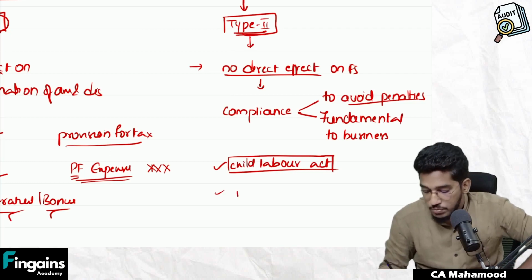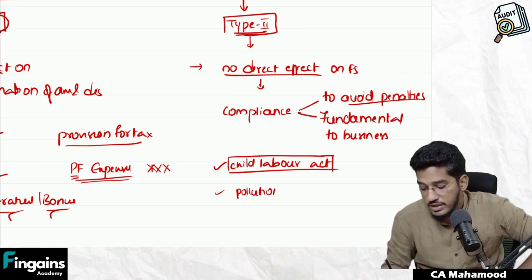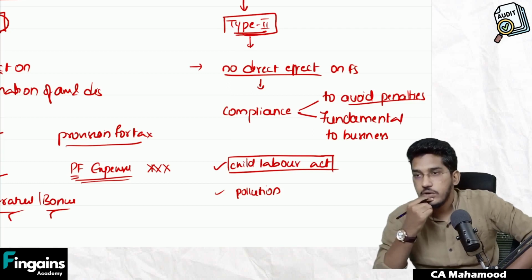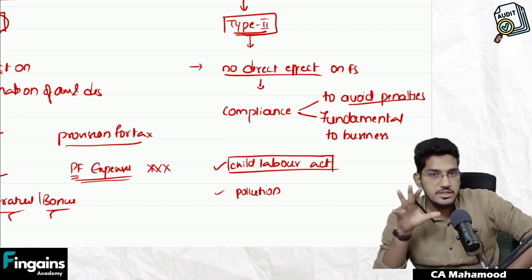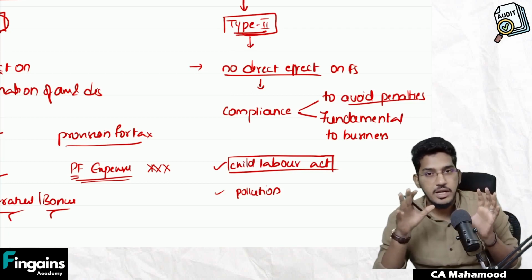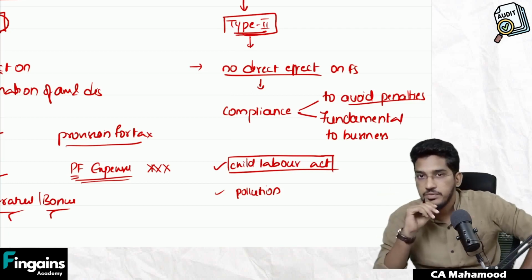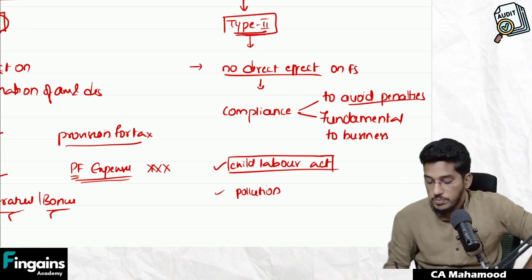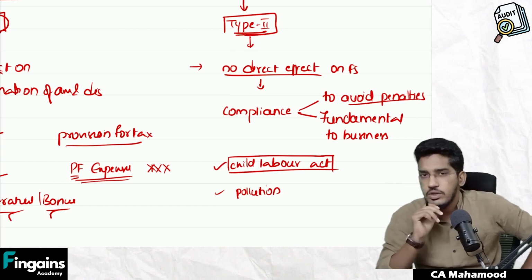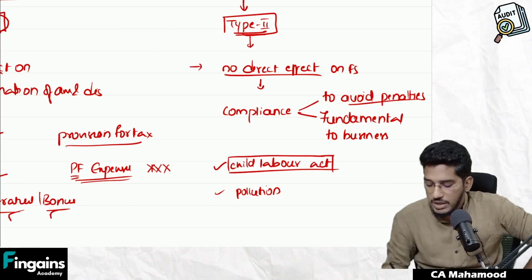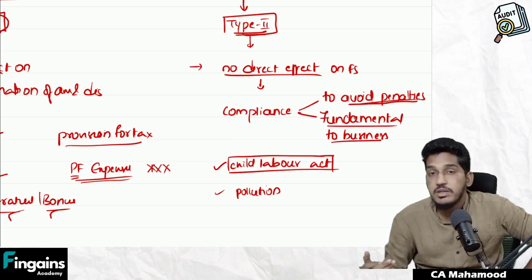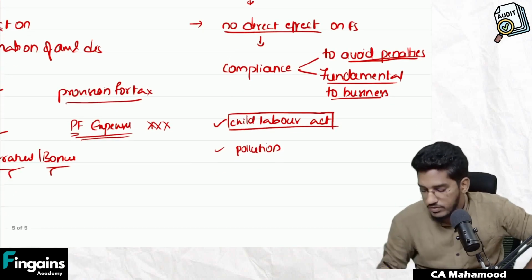Few more examples. Assume pollution related laws and regulations. If you take pollution related laws, you are a manufacturing entity, so you are discharging some waste. If you don't properly treat it and if you just release it in the rivers, what will happen? Government regulatory authorities will come and impose a huge penalty, or sometimes they will seal your factory. So pollution related laws don't have any direct effect on determination of amounts and disclosures in the financial statements. But if you fail to comply with this pollution act, what will happen? Either you should pay a huge penalty, or they are very much fundamental to continue your business, or you might be required to close down your business. Let me give you one more example.